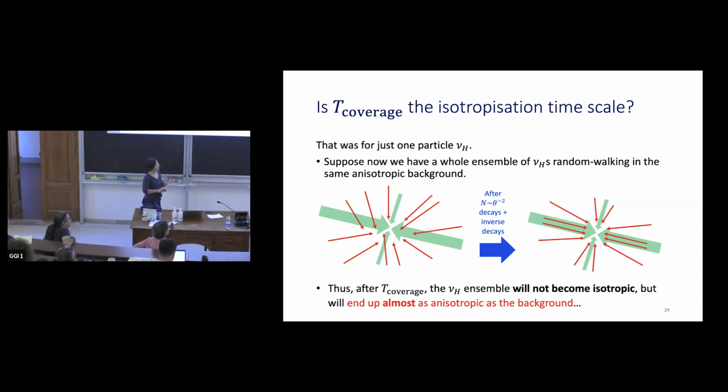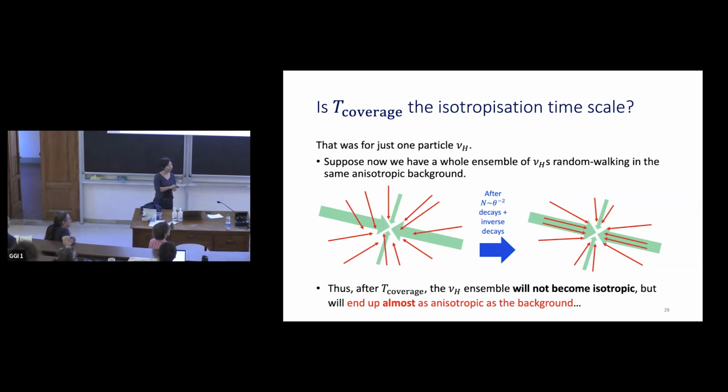Then what would happen to this ensemble is that after one coverage time, this neutrino ensemble would end up being kicked into a distribution that roughly reflects the anisotropy of the background. Okay, so in other words, after one coverage time, you have not managed to isotropize the system whatsoever. You have actually made it almost as anisotropic as the background.